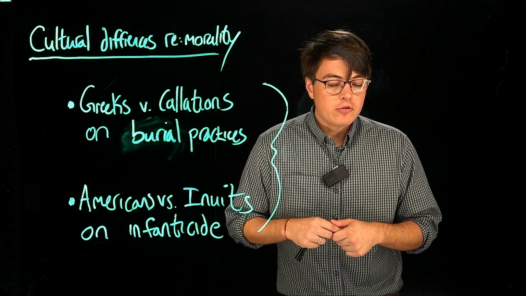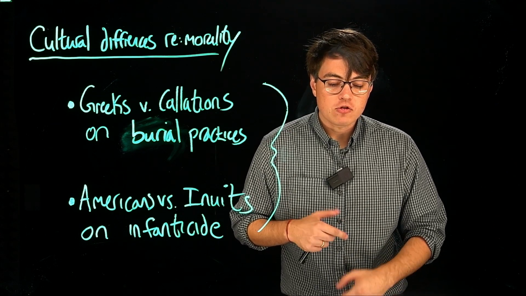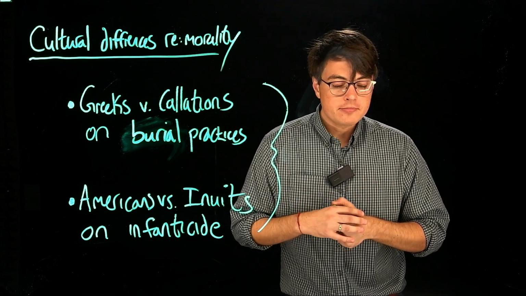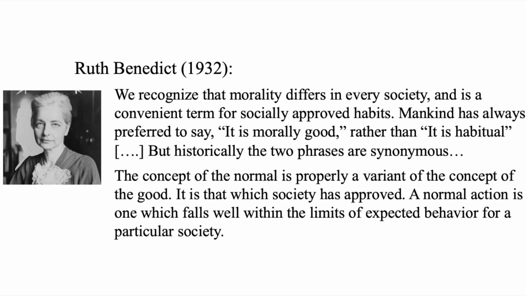So here are a couple of early figures who give expression to something like this argument. Ruth Benedict, the anthropologist, in 1932, says this: "We recognize that morality differs in every society and is a convenient term for socially approved habits. Mankind has always preferred to say it is morally good rather than it is habitual. But historically, the two phrases are synonymous. The concept of the moral is properly a variant of the concept of the good. It is that which society has approved. A normal action is one which falls well within the limits of expected behavior."